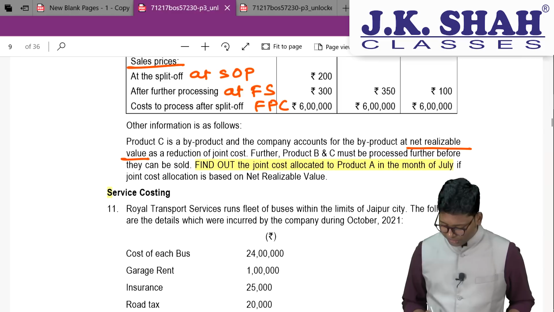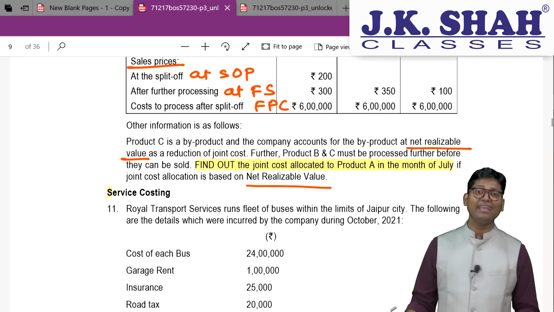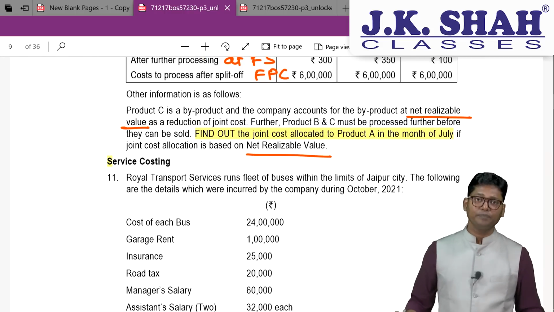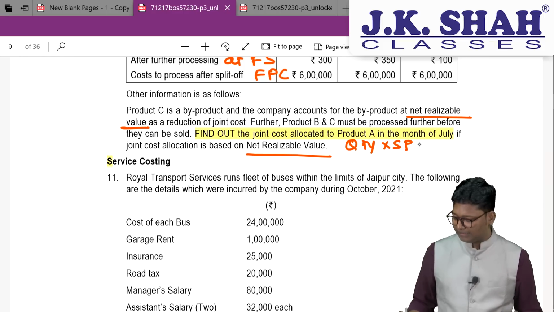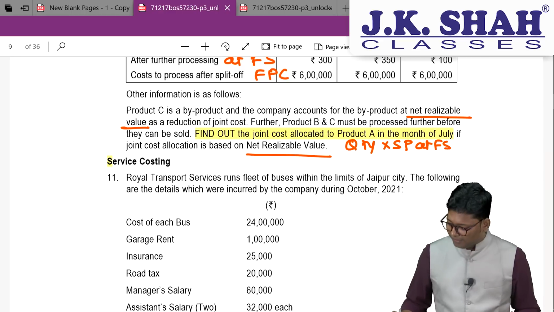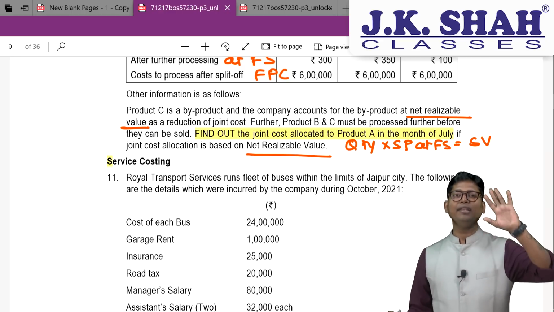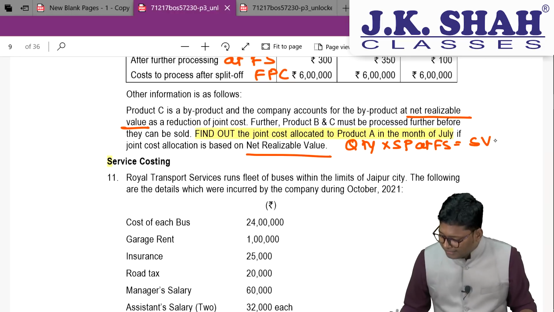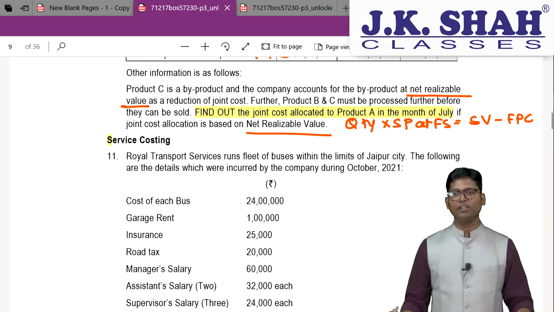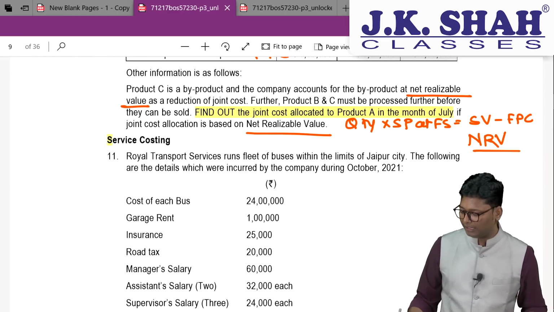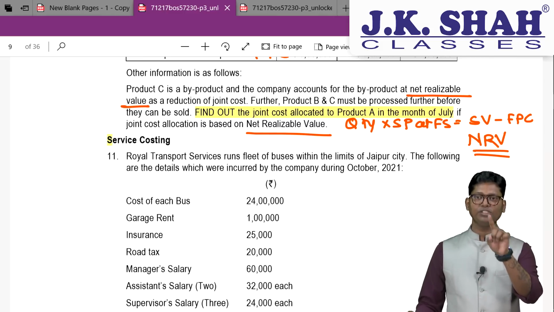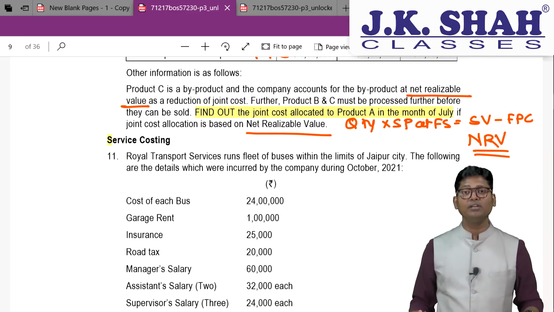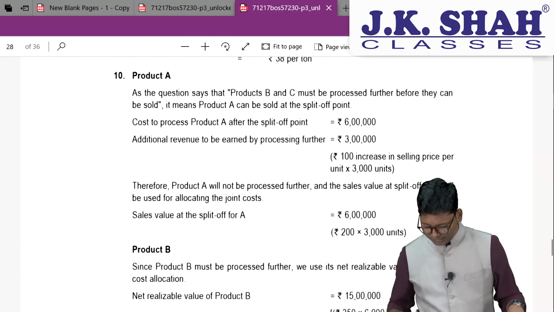If joint cost allocation is based on NRV, for solving this question you must know the NRV calculation. How to calculate NRV of the product? For that purpose, very first, quantity is to be multiplied with the selling price at the final stage, correct? This will give you the sales value at the final stage. From this final sales value, when you deduct the further processing cost, the ultimate result is called your NRV. NRV is net realizable value, and the same basis is to be used for the apportionment and allocation of your joint cost. See how this solution is presented here.